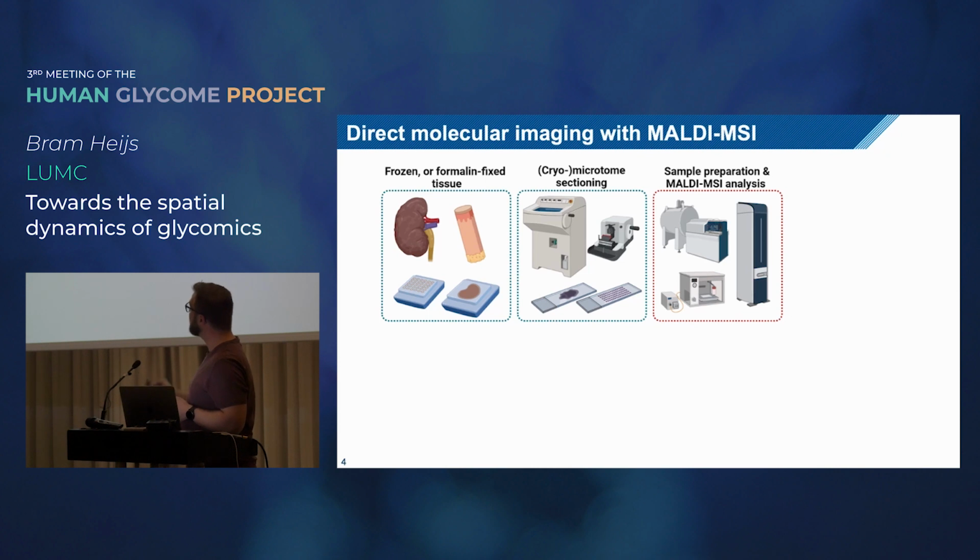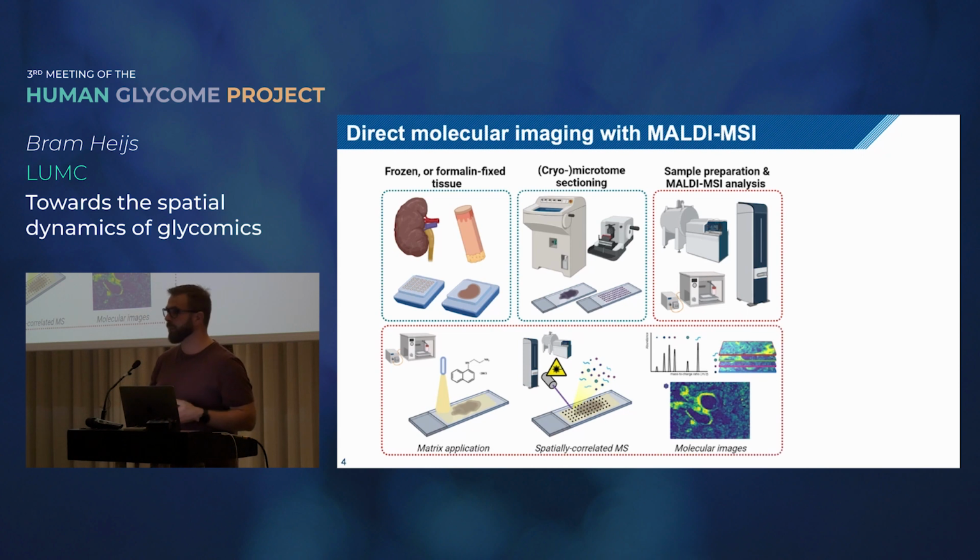So MALDI imaging starts with any kind of fresh frozen or formalin-fixed tissues, which we then section using either a microtome or a cryotome. And then we apply our sample preparation strategy, which in the case of MALDI always incorporates the matrix application. Then we perform spatially correlated mass spectrometry using MALDI, and that gives us a data set in which we can select our analytes and show their intensity distributions in the context of the analyzed tissue morphology.